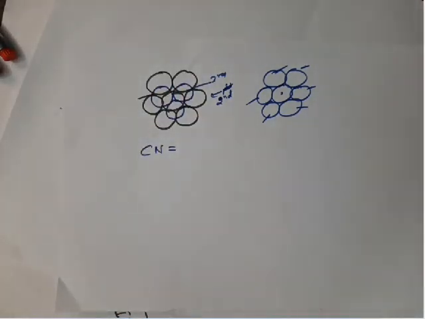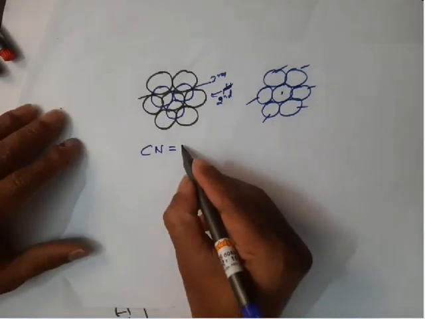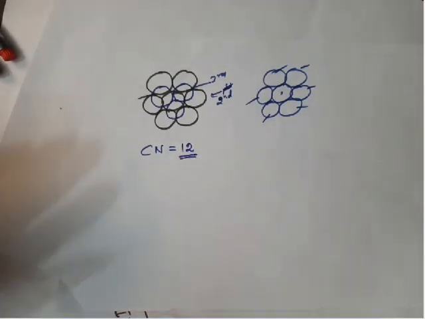So what's the coordination number? Students? In the same layer, 6 atoms. Above 3, below 3. What's the total? 12, sir. 12, that's all. Good.